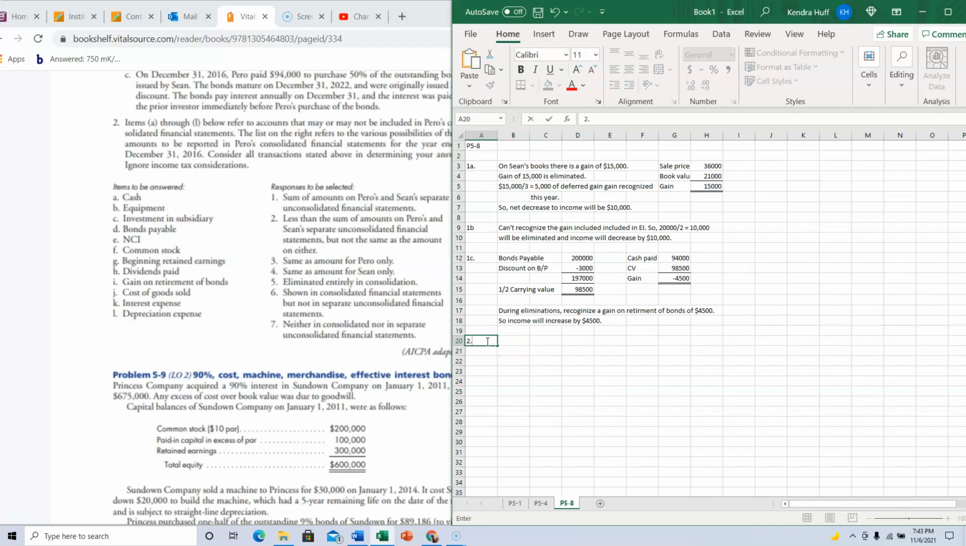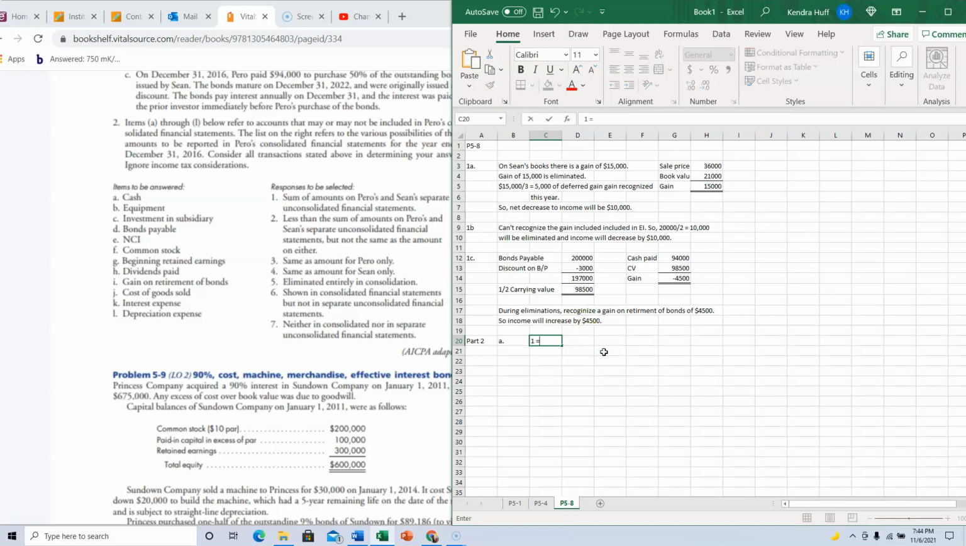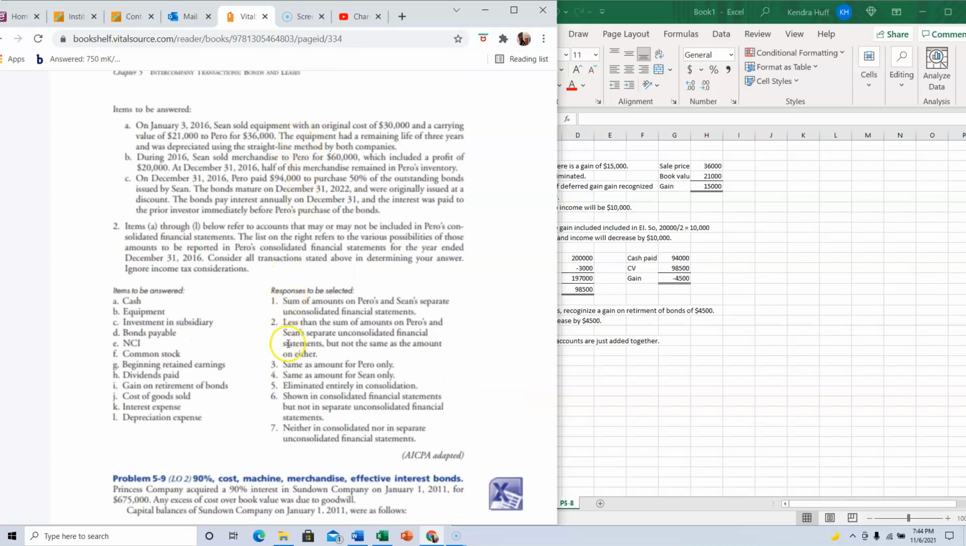All right, so 2. A, cash. Cash is just added up. Sum of the amounts on Pero's and Sean's separate statements. Okay, so it's number 1. So cash accounts are just added together. All right, B, equipment. Okay, well, it's not going to be number 1 because we had this purchase up here. It's not going to be the same, so that's 3 and 4. It's not eliminated entirely. All right, so it's going to be number 2.